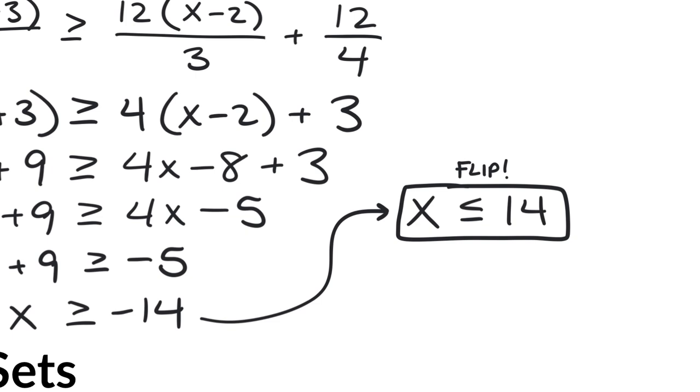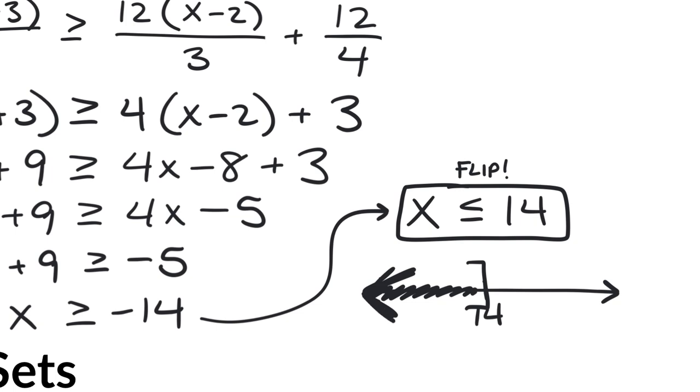We draw ourselves a number line to visually see this answer. Again, I don't care where on this number line you put 14. It can be smack in the middle as long as it is 14. Bracket or parentheses? Bracket. And then I'm coloring in which direction? Left, because we want numbers that are less than 14. Those numbers are less than 14.